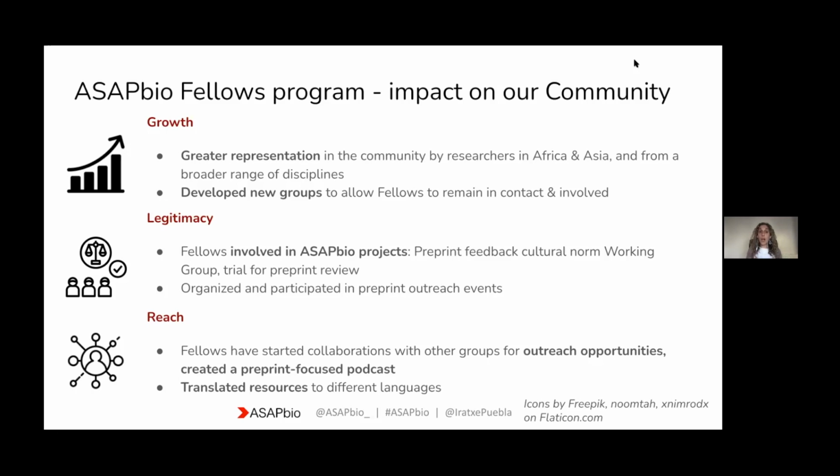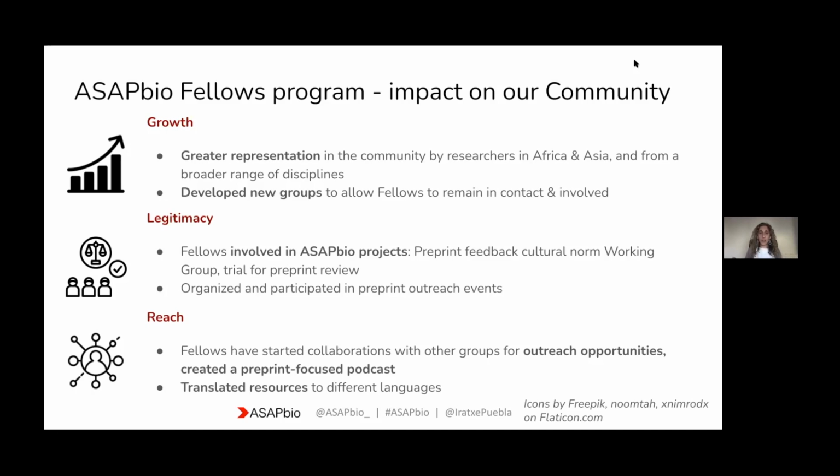We now have several fellows involved in other projects that we run at ASAPbio around culture change, developing standards, etc. I'm very happy to now have this pool of fellows who know preprints very well and with whom we already have a relationship, and we can involve them in these other projects that are really guiding a lot of our outputs.